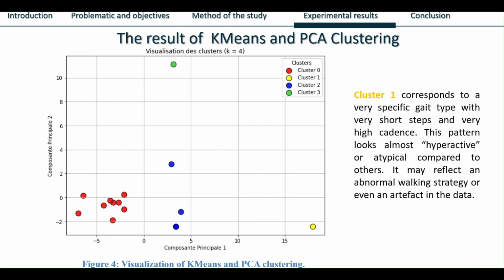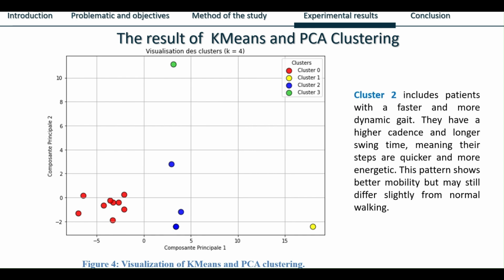The yellow one corresponds to a very specific gait type with very short steps and very high cadence. This pattern looks almost hyperactive or atypical compared to others. It may reflect an abnormal walking strategy or even an artifact in the data. The blue one includes patients with a faster and more dynamic gait. They have a higher cadence and longer swing time, meaning their steps are quicker and more energetic. These patterns show better mobility but may still differ slightly from normal walking.